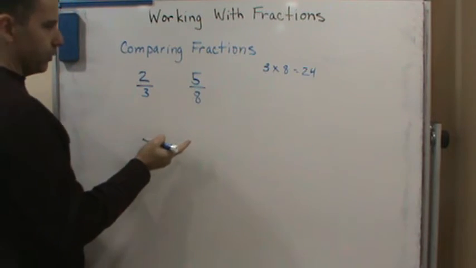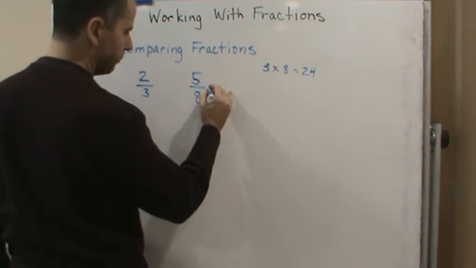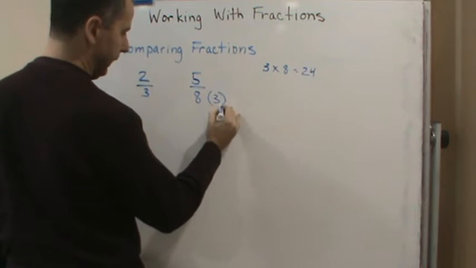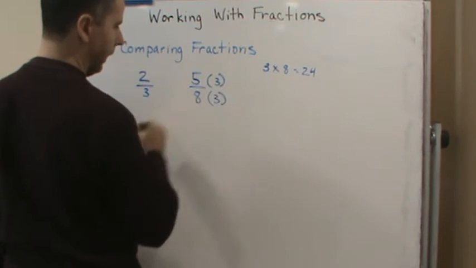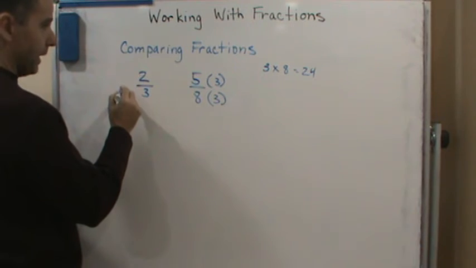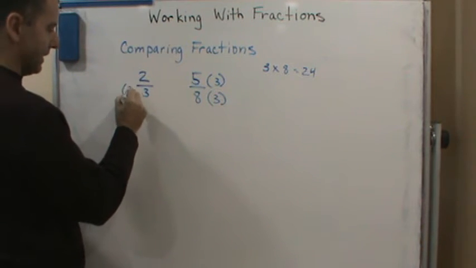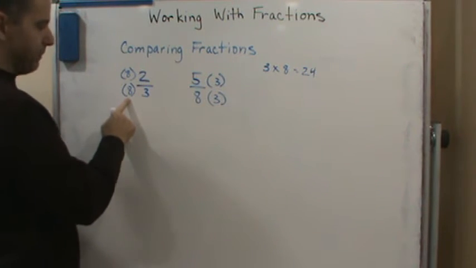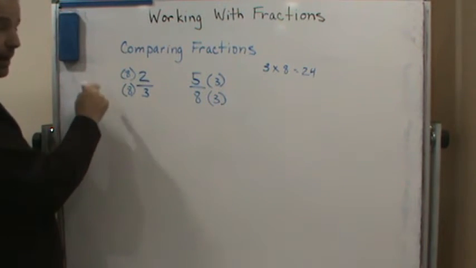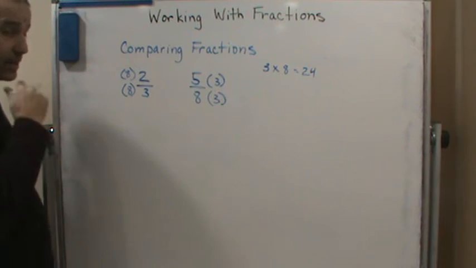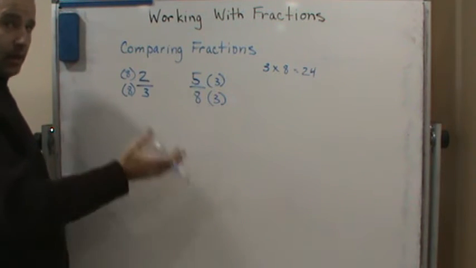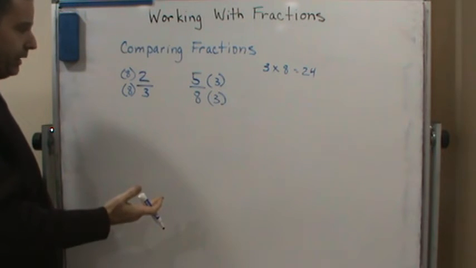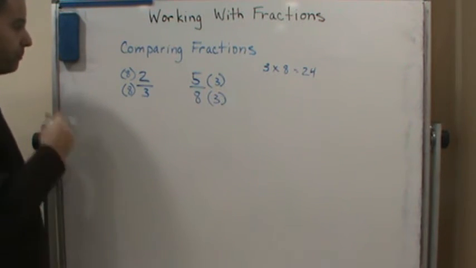What's the easiest way to get 24? I can multiply the top and the bottom over here by 3, and I can multiply the top and bottom over here by 8. Because whatever I multiply the bottom by, I have to multiply the top by to get an equivalent fraction. So that's the rule: whatever you do to the top, you must do to the bottom, and whatever you do to the bottom, you must do to the top, to keep the fraction the same.